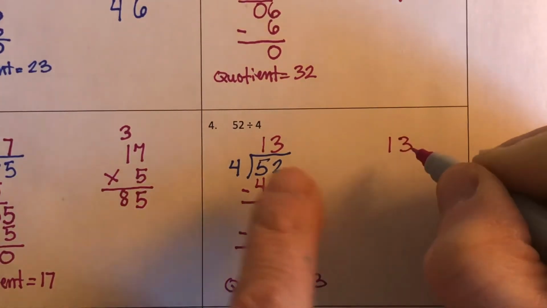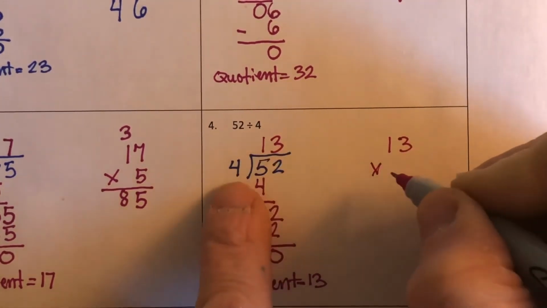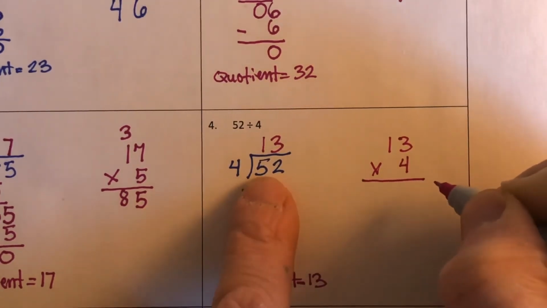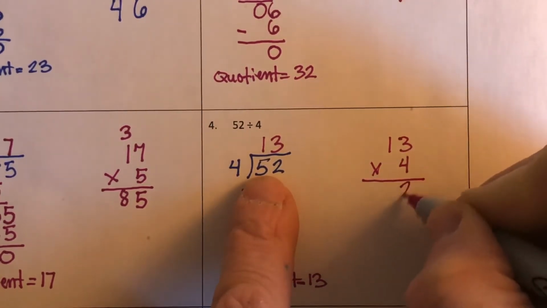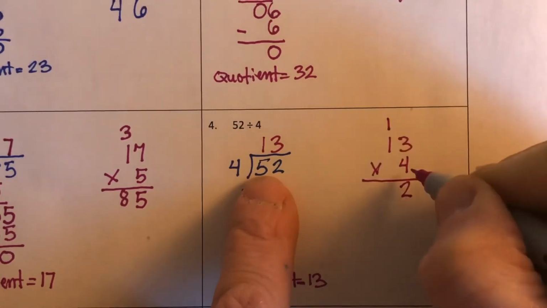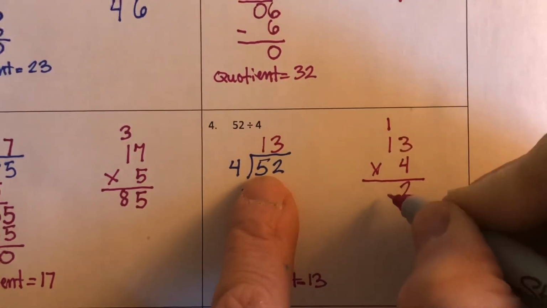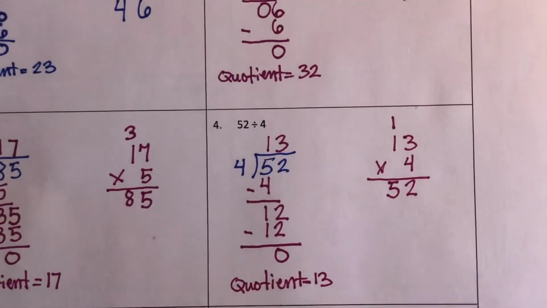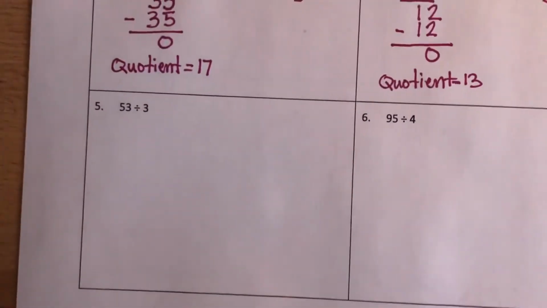13, start with your quotient, times the small number on the outside, which is my divisor. See if I get 52. 4 times 3 is 12. Carry the 1. 4 times 1 is 4, plus 1 is 5. 52. It works. Great. 2 more on the front, and then you're going to do the back on your own.